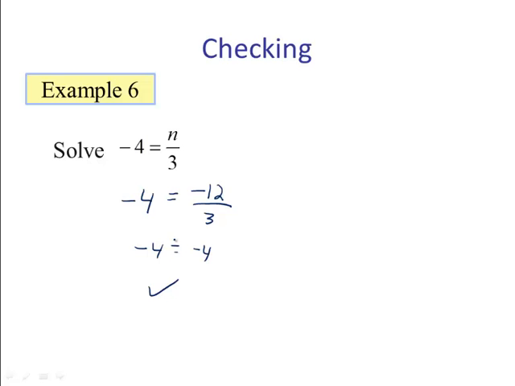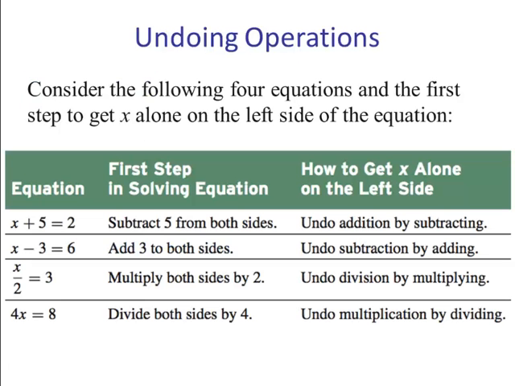It checks. So in summary, what we have to do is identify what side of the equation the variable's on, and then undo the operations involving the variable. So if that involves addition, we subtract. If it's subtraction, we add. If it's dividing the variable, we multiply. And if we're multiplying the variable, we divide.